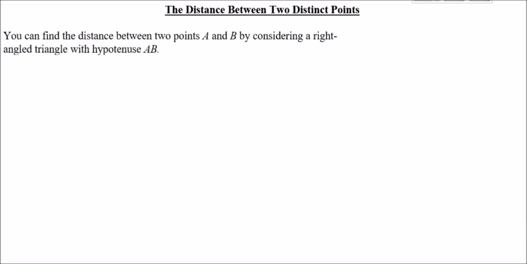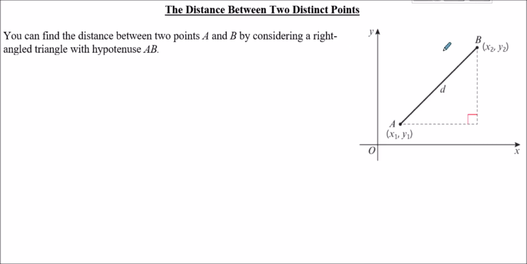So we can find the distance between 2 points, A and B, by considering a right-angled triangle with hypotenuse AB. Like I say, we've done it before using Pythagoras. This is just it. So there's a general straight line, there's a known point A and a known point B on the line. So we're going to call A x1, y1 and B x2, y2. And for distance between A and B, we're just going to call it D for distance.